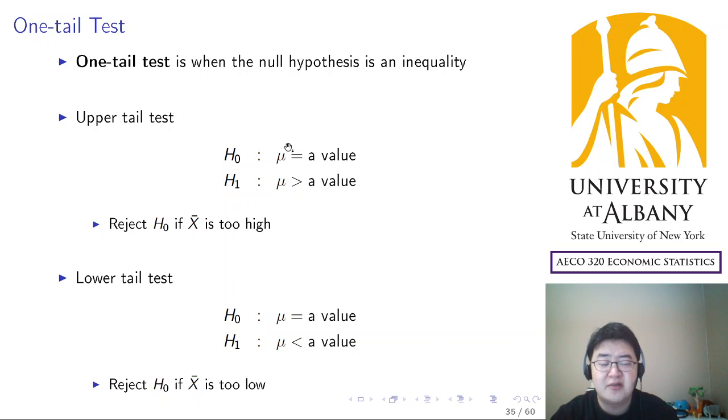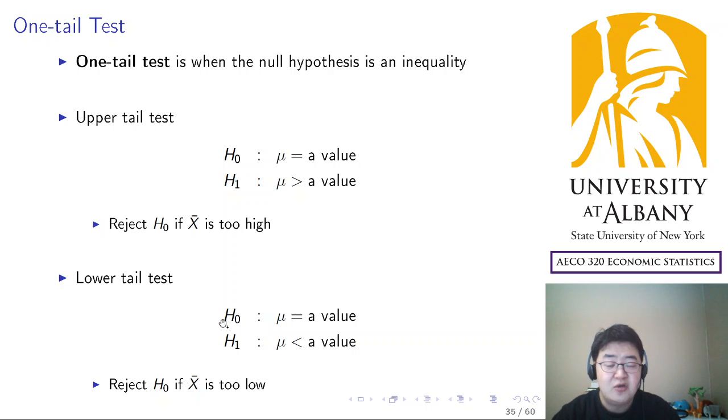So the null hypothesis must include an equality always, but it may include inequality at the same time. But the alternative hypothesis should always have a strict inequality. A strict inequality is what you expect from the alternative hypothesis. Lower tail test is symmetric, but with a different side, a different direction of the inequality.